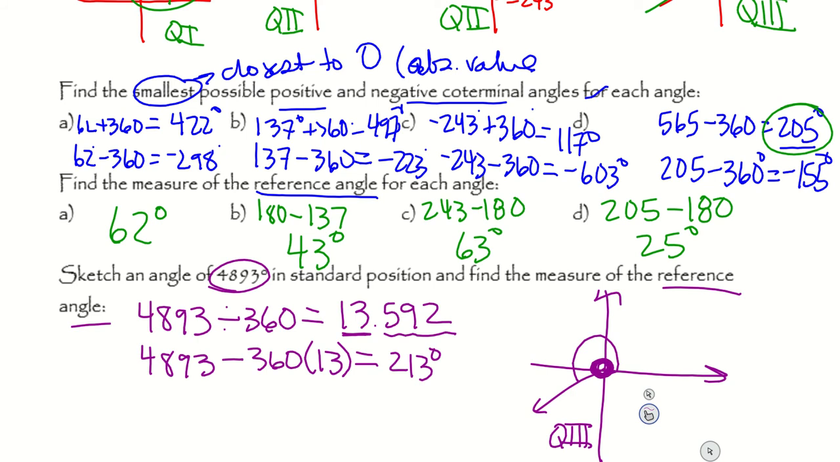How big is its reference angle? Well, its reference angle is between the terminal side and the x-axis, that's here, and theta reference will equal its coterminal angle, 213 degrees, minus my 180 degrees, which gives me 33 degrees. Okay, those are the things we need to know. You go back and you practice that.